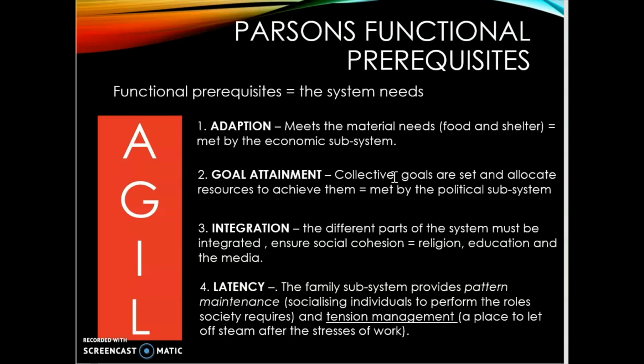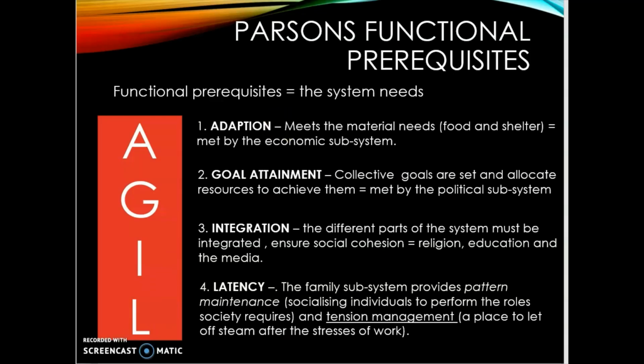And then the final one is latency. Now this is where the family comes in, and they provide 2 things. One, pattern maintenance, so making sure that people are being socialised into the roles that society requires, instrumental and expressive, and tension management, so having a place to let off steam after the stresses of work, which is basically stabilisation of adult personalities. Okay, and these are all important for society to remain healthy.